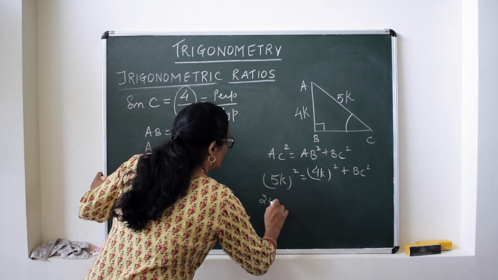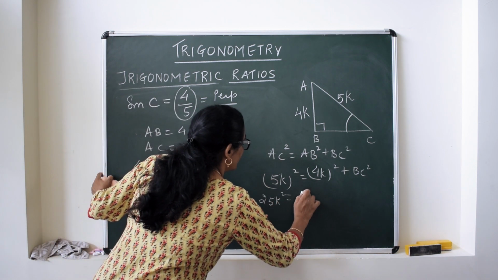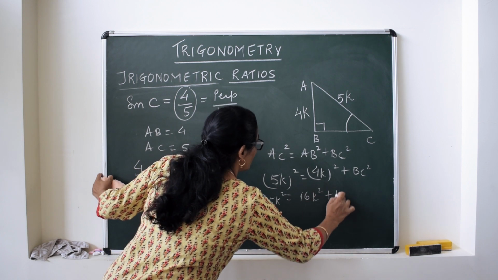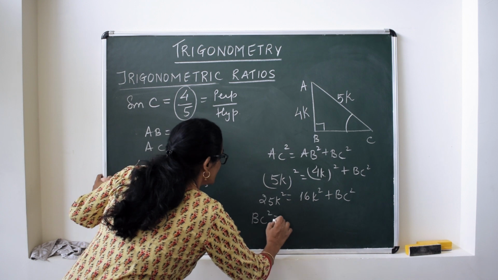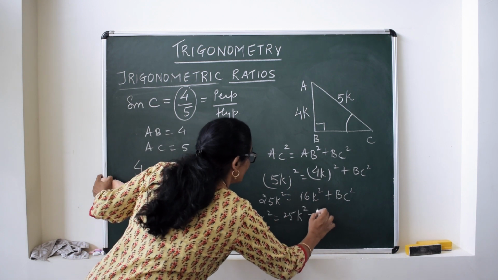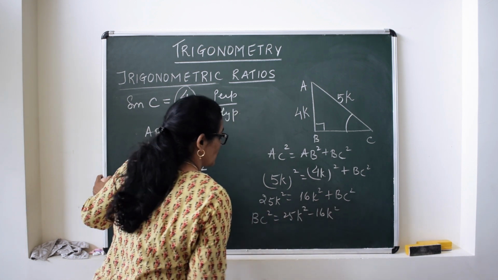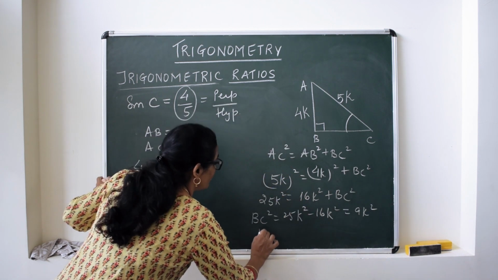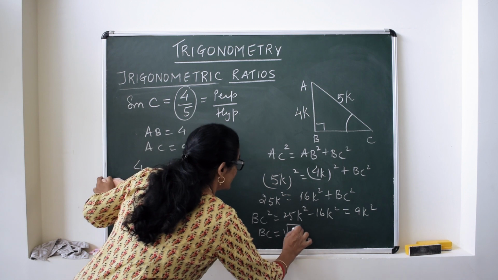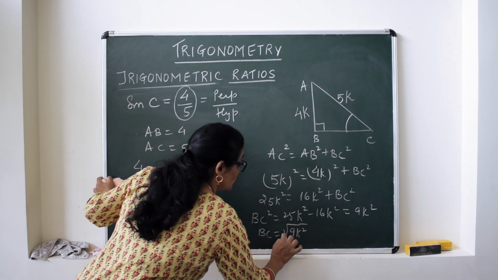Here, in this triangle ABC, by the Pythagoras theorem, AC square is equal to AB square plus BC square. Now AC is known to us, that is 5k, and AB is known to us, that is 4k. So this will be 25k square equals 16k square plus BC square. So the value of BC square will be 25k square minus 16k square, that is 9k square. With the help of this we will find the value of BC, that is the square root of 9k square, that is 3k.